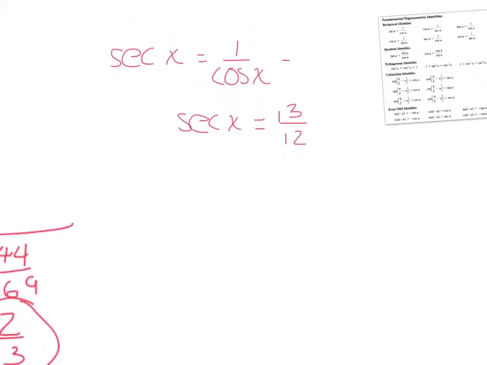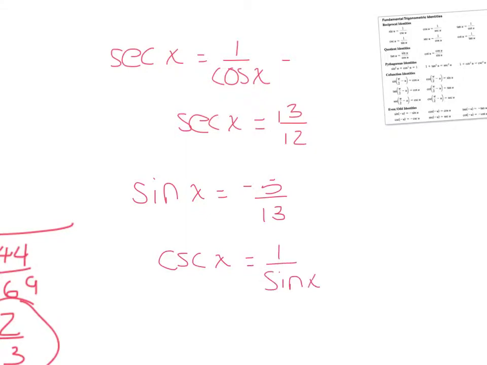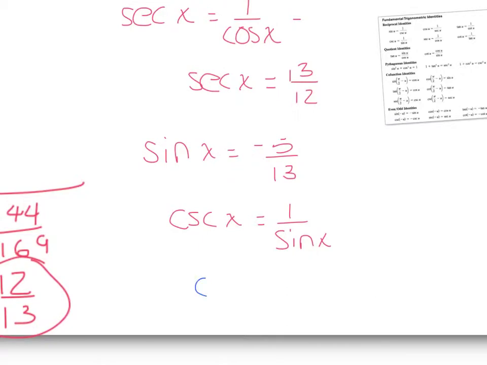Okay? Then I'm going to do the same thing with sine. Sine was given to us. They gave us negative 5 over 13. And now I'm interested in the reciprocal here. That's going to be cosecant is equal to 1 over sine. And now I'm allowed to flip it over. So here cosecant is equal to negative 13 over 5.